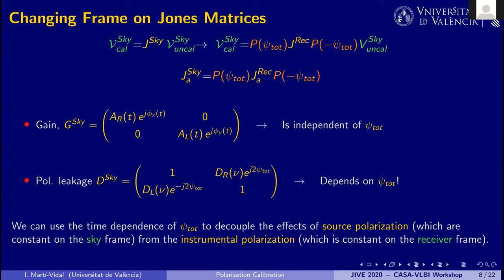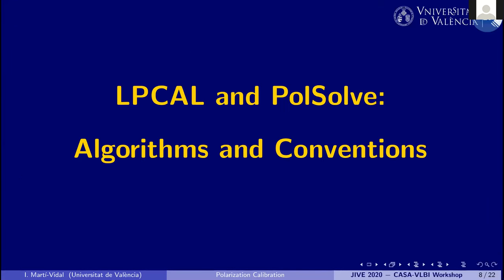Since both rotate in different frames and the D-terms are sensitive to these rotations, then we can decouple them from the source structure polarization. This is the main reason why we can do polarimetry in VLBI. Otherwise, we wouldn't be able to decouple instrumental polarization from source polarization. So this is the mother of all polarimetry in interferometry, the fact that the D-terms do rotate with the frames.